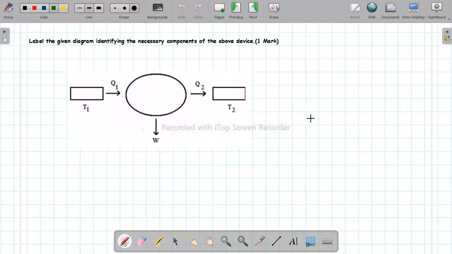Then label the given diagram, identifying the necessary components of the above device. What is it? Again, it is a heat engine. We have a body at temperature T1. Let's call it the hot reservoir. Heat is absorbed from this hot reservoir by the working substance, and this working substance performs some work on the surroundings and then ejects a fraction of the input heat to another body at comparatively low temperature T2. This body is what we call the cold reservoir, or we can also label it as sink, and the hot one as source.